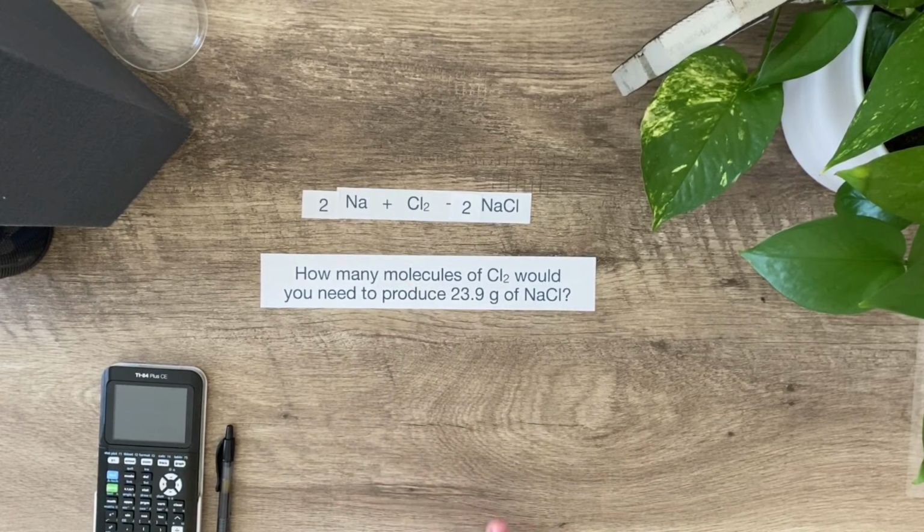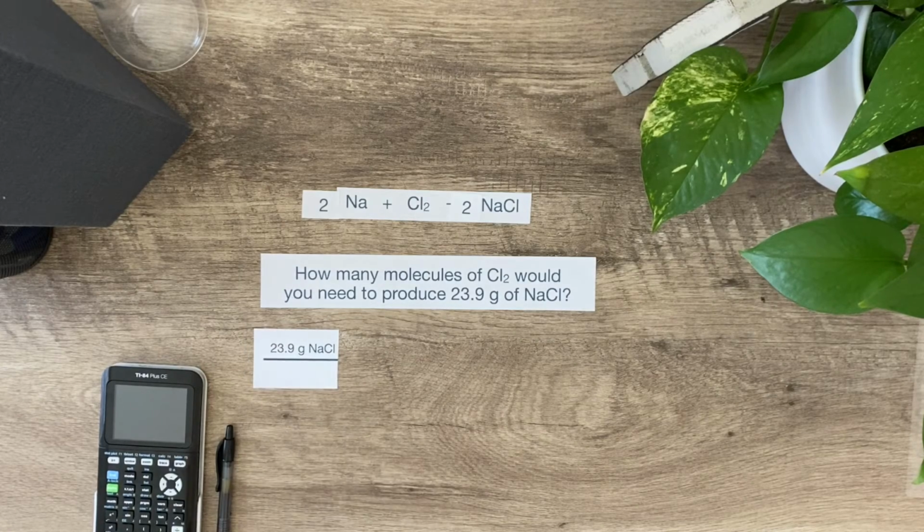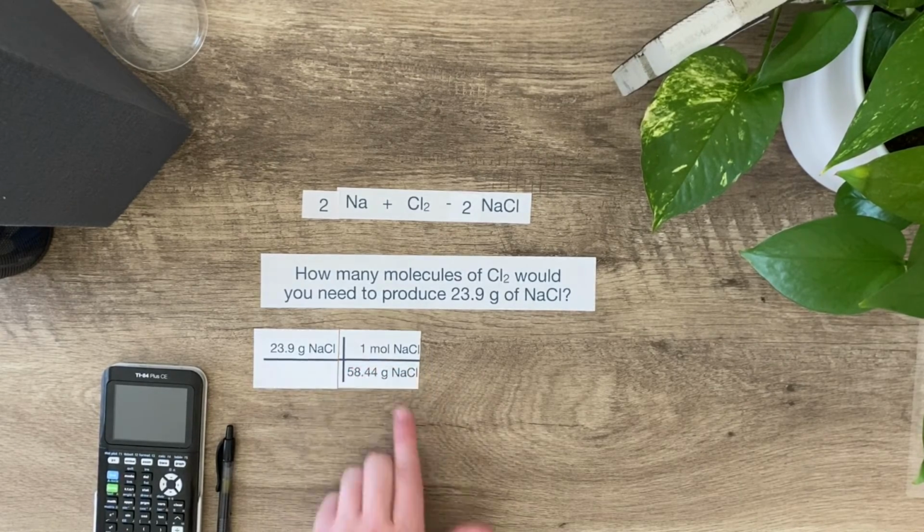So let's look at the train tracks. So I started with 23.9 grams of NaCl. I now want to get to moles. So in order to get to moles, I need to multiply by the molar, or divide by the molar mass, which would be 1 mole of NaCl over 58.44 grams of NaCl. Perfect. Now I'm in moles of NaCl.